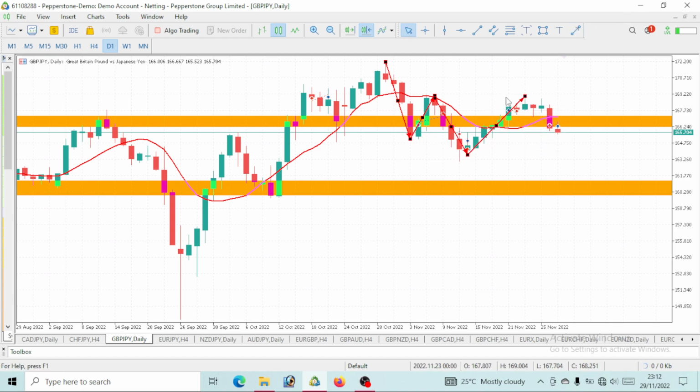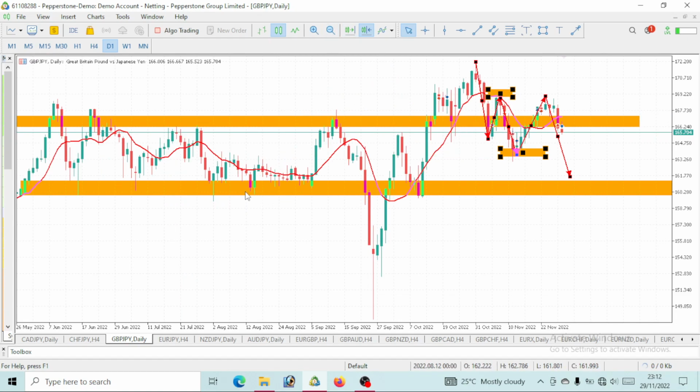Guess what? This correction actually failed to break these lower highs, or whatever you want to call it. Price failed to break it. Guess what? We are now having a drop again. So definitely we are going to be expecting a new drop to break these lows on GBPJPY, and we want to take out this level, which is this support level.